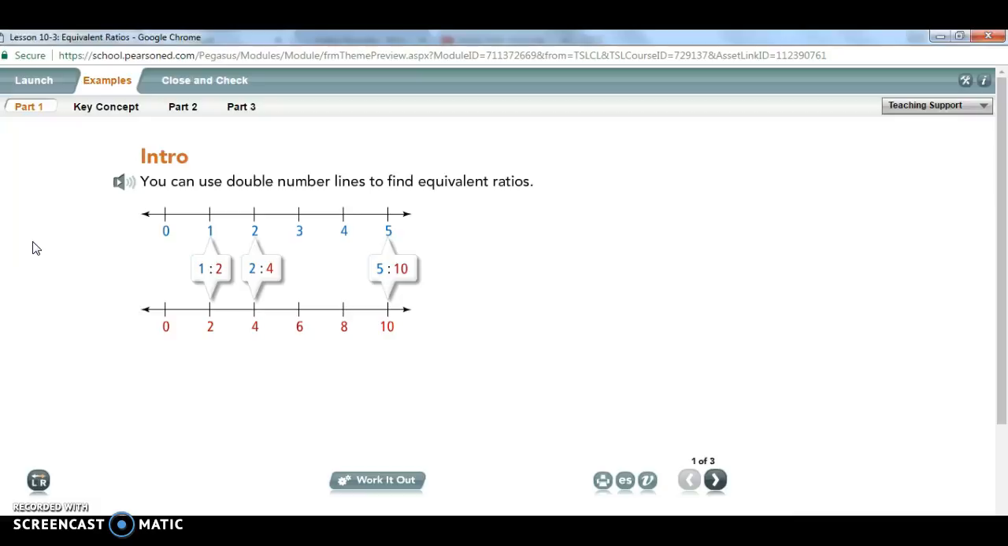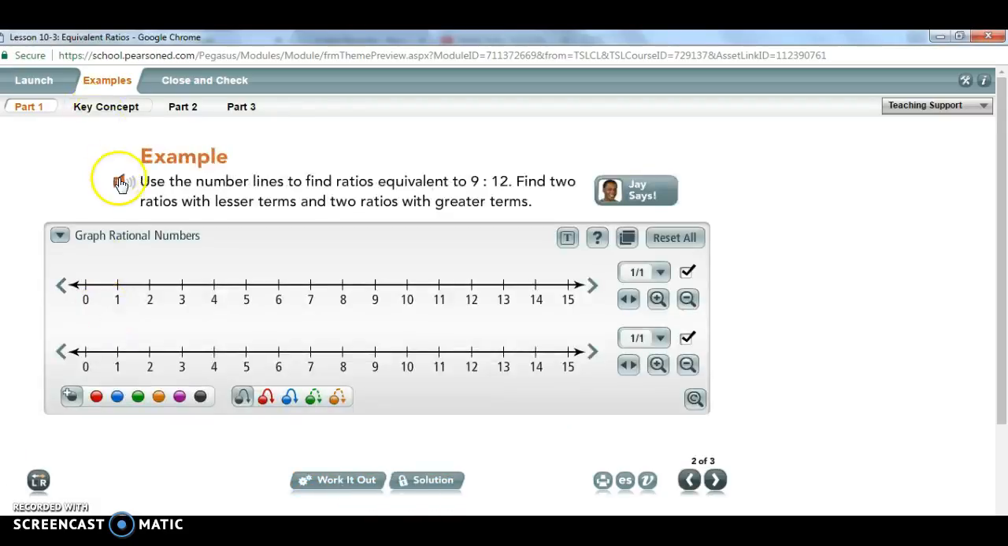It's going to be important that when using a double number line, our zeros match up. When our zeros match up, when we move throughout our number line, whenever we have lines or little tick marks that match up exactly, those are going to be where we have equivalent ratios. You'll see more of this as we move along throughout this lesson.